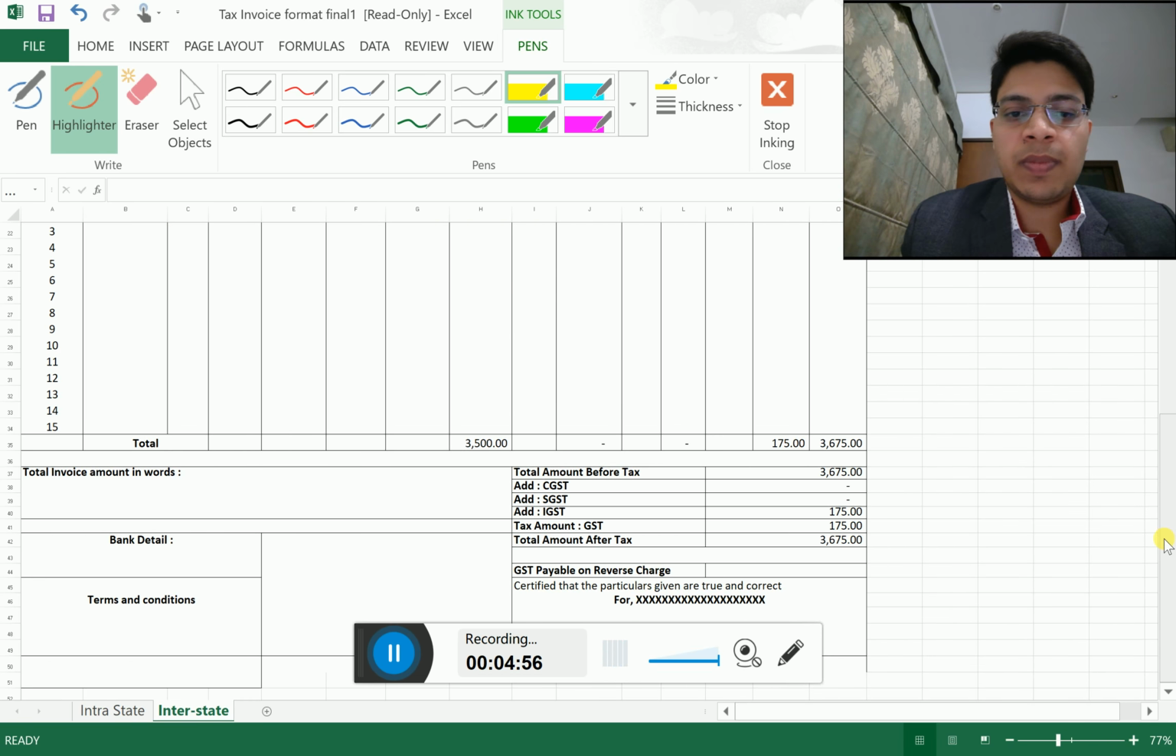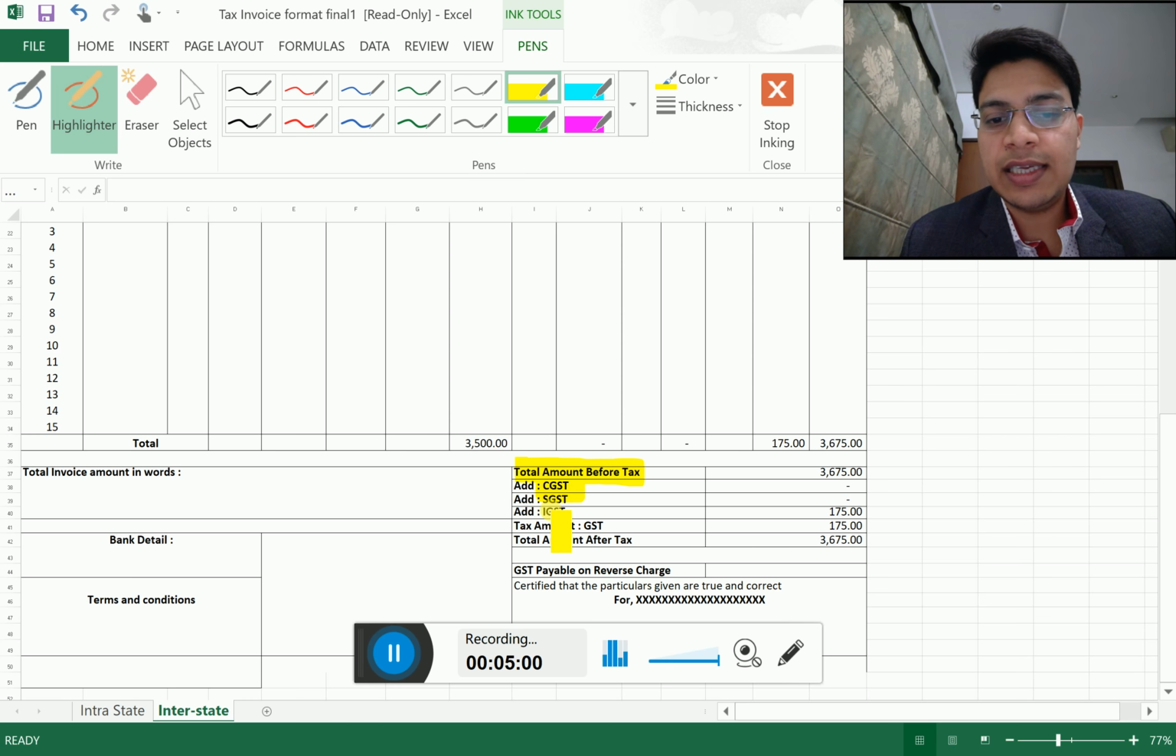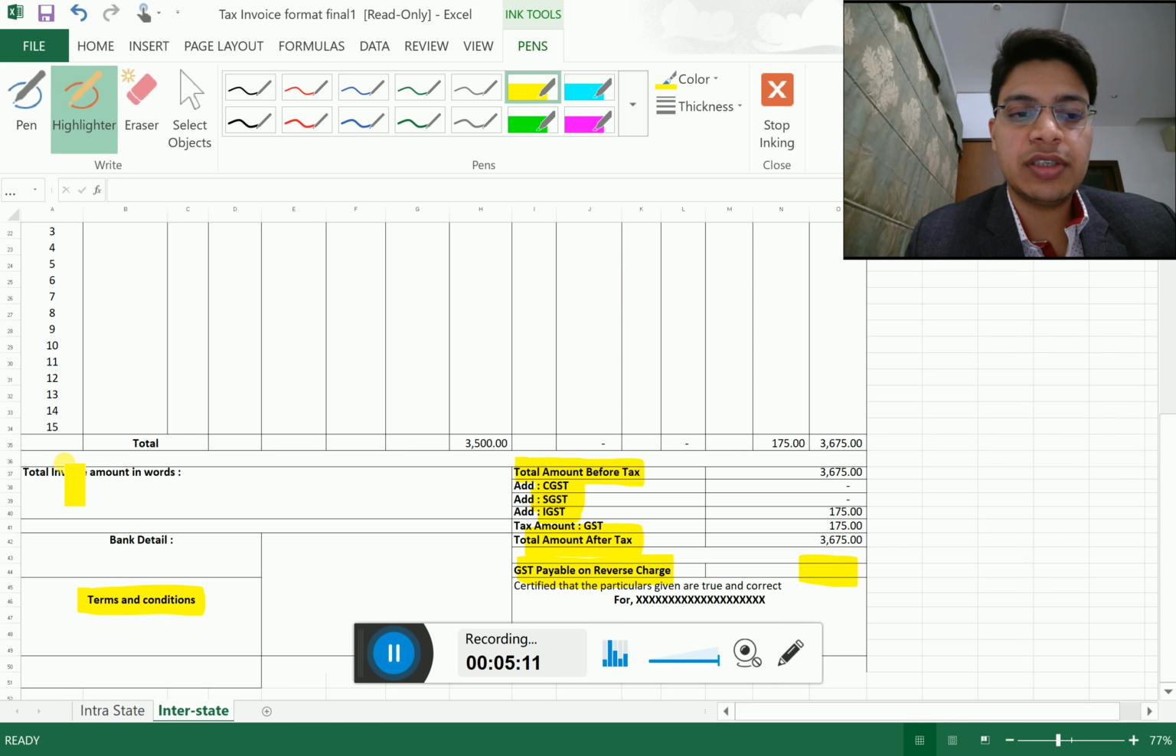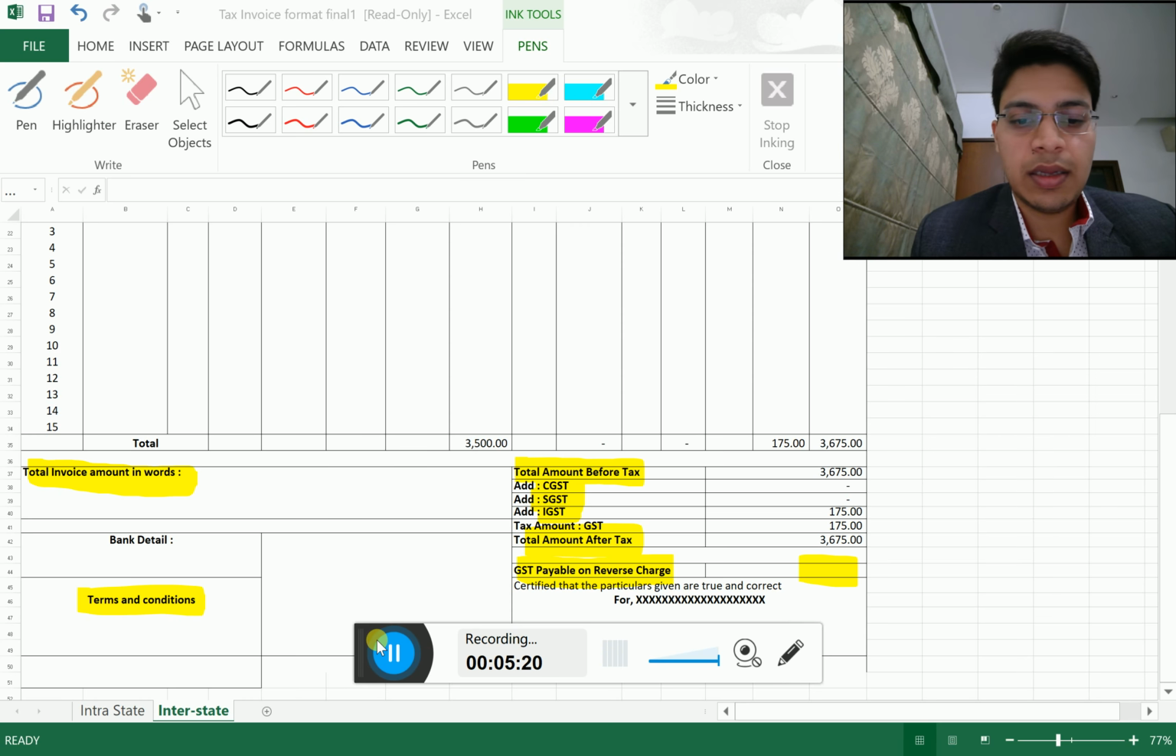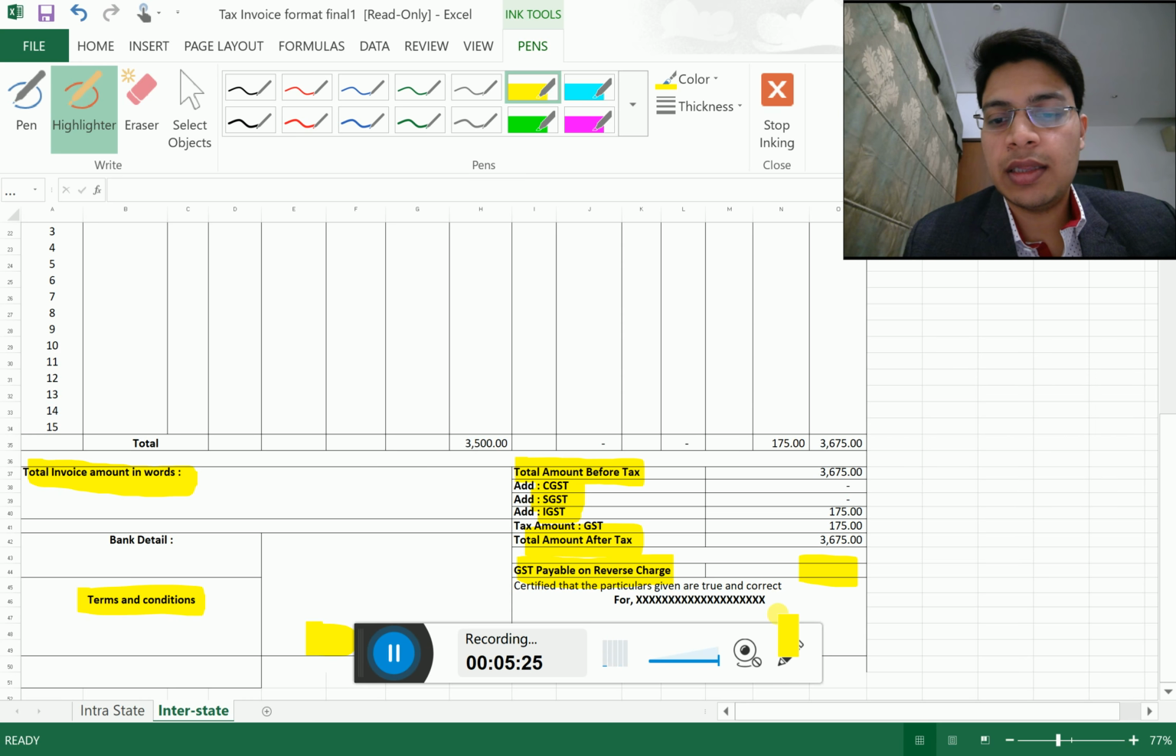Total amount before tax, then CGST, SGST or IGST as the case may be, total amount after tax, if GST is payable on reverse charge, that amount, terms and conditions, total invoice amount in words. Here you'll put the stamp of your business and the details of the signature of the authorized signatory must be mentioned. So this is the overall format.